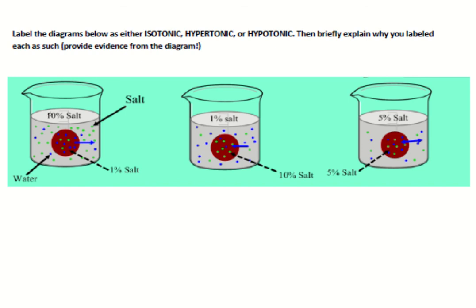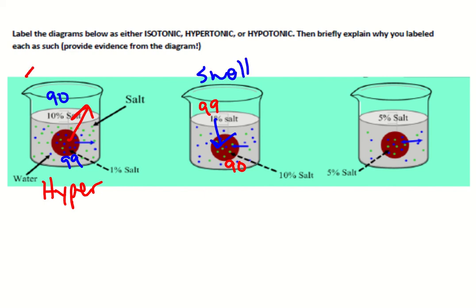out our water concentration. So 10% solute means 90% water, 1% solute, 99% water. There is greater concentration in the cell versus outside. We are going to see water leave. This is hyper. Next one, 1% outside, so 99% outside, 90% inside. It is greater outside, so we are going to see water come in, and it's going to swell. Whereas over here, it was going to shrivel. This is hypotonic.